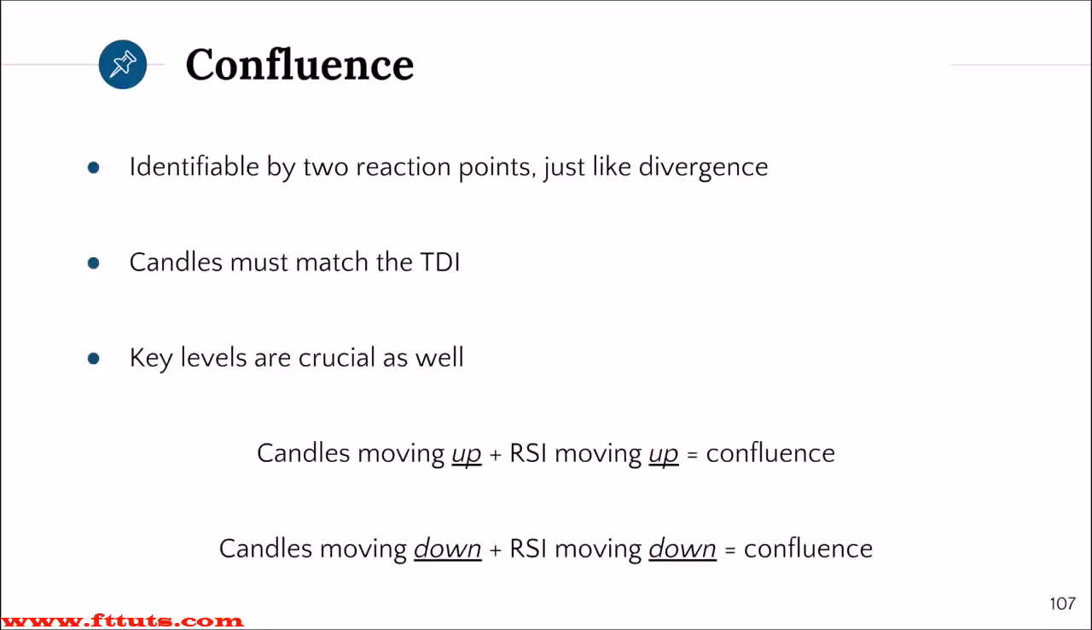Now let's talk about confluence. Confluence is identifiable by two reaction points, just like divergence is. The candles and the TDI must match, and just as an inverse of divergence, if the candles are moving up and the RSI is moving up, you have confluence. Candles moving down, RSI moving down, confluence.